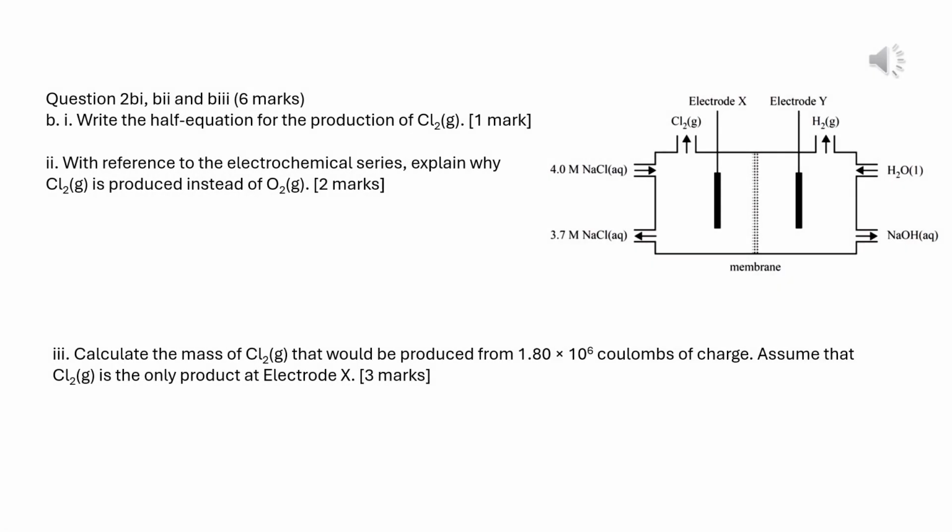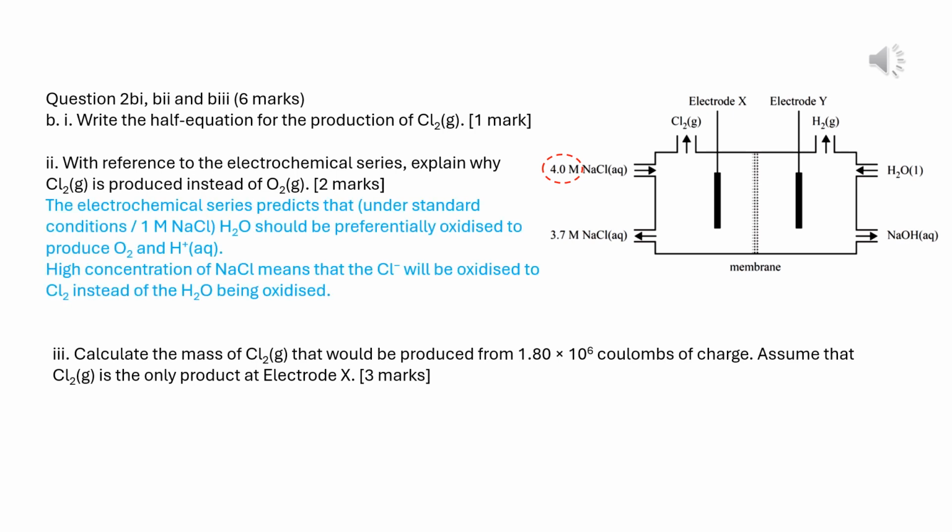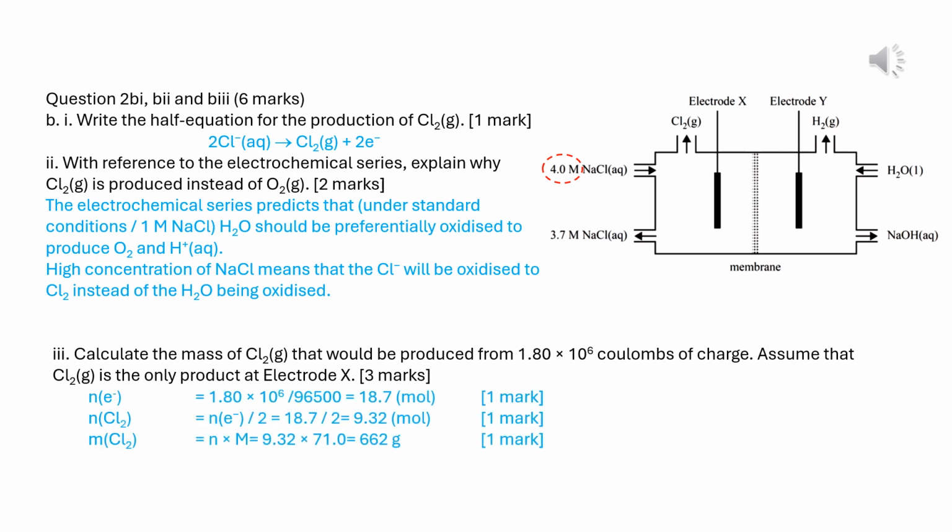Since the concentrated sodium chloride solution is electrolyzed here, chloride ions are a stronger reducing agent than water. The chloride ions will oxidize to chlorine gas instead of the water being oxidized. The electrochemical series just predicts redox reactions under standard conditions. Calculate the mass of chlorine gas step by step. Students must write the 3 steps clearly. To get full marks, students should write the correct significant figure.